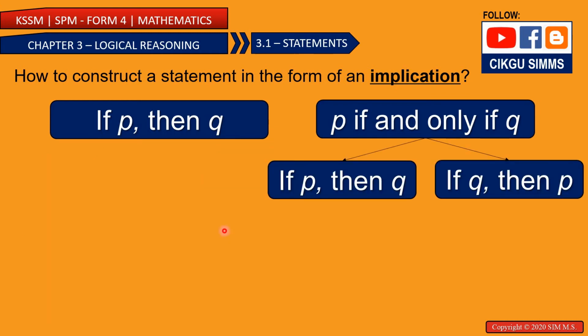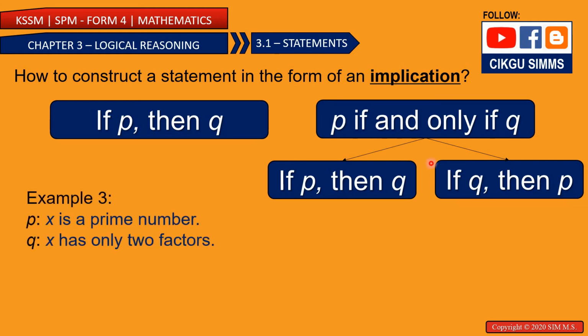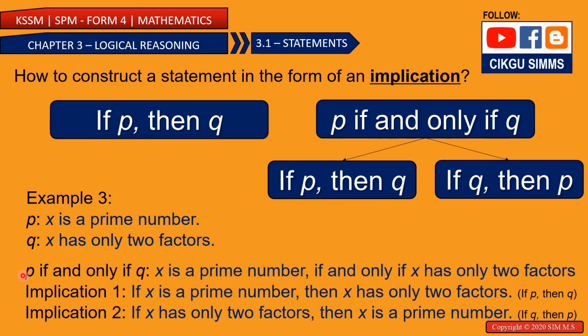Let's see the second part, if and only if. This if and only if consists of two parts. The first part is if P, then Q. And the second part is if Q, then P. For example, x is a prime number, x has only two factors. If you want to write P if and only if Q, you need to write like this.